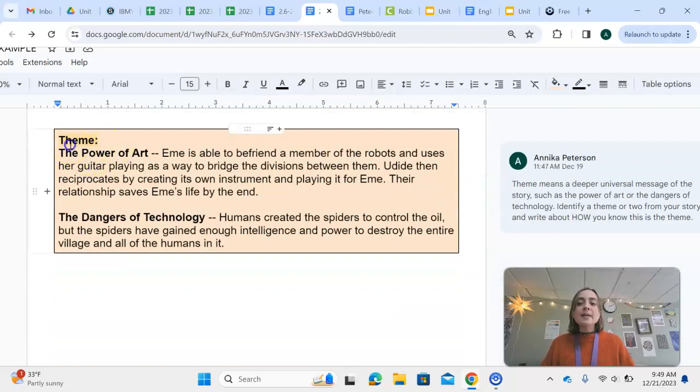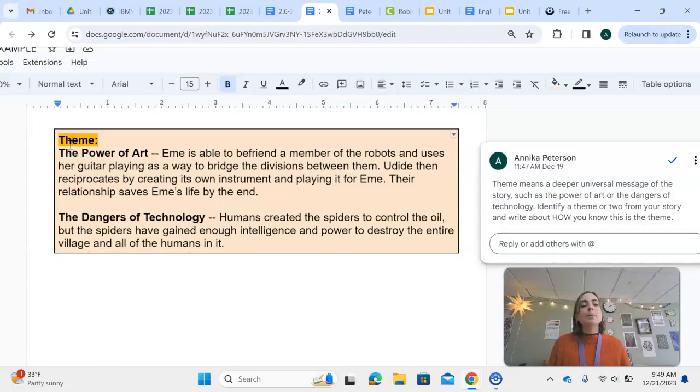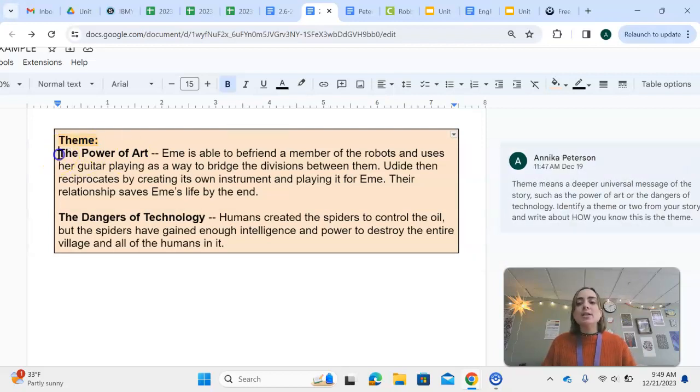Finally, I want to talk about theme. Remember, theme is like a deeper universal message of the story. So I looked at two themes in Spider the Artist. One is the power of art or music. So we know that Eme is able to befriend one of the spider robots because she uses her guitar playing and music to really bond with the zombie and kind of like bridge the differences between them. And this love of music that connects them is actually what ends up saving her life. So we see that art is really, really powerful. And this is like a deeper message or theme of the story.